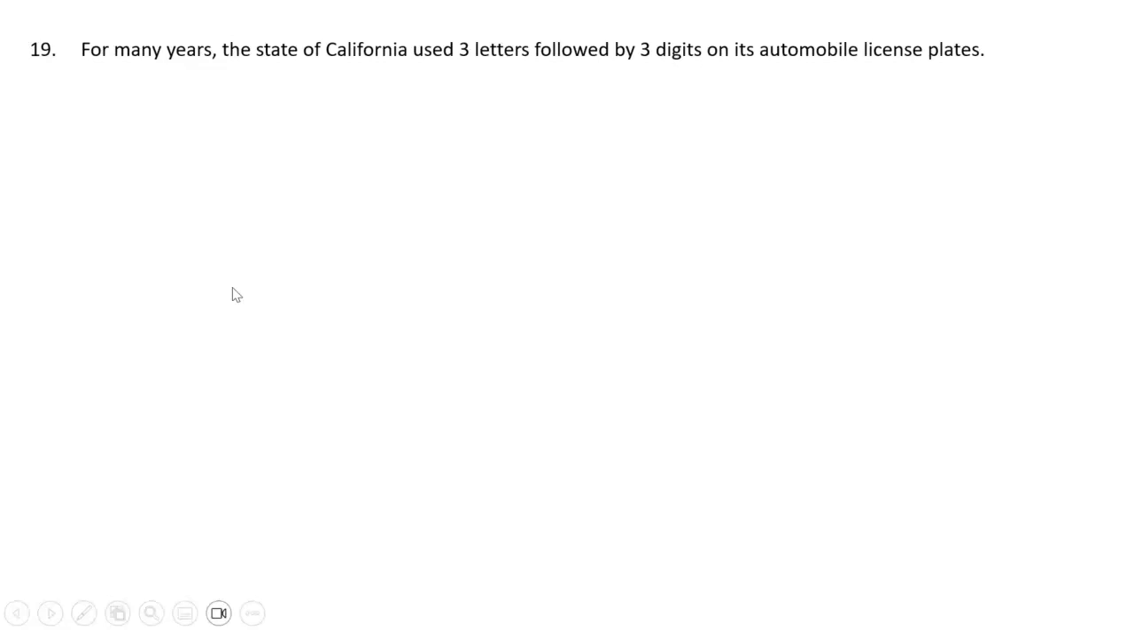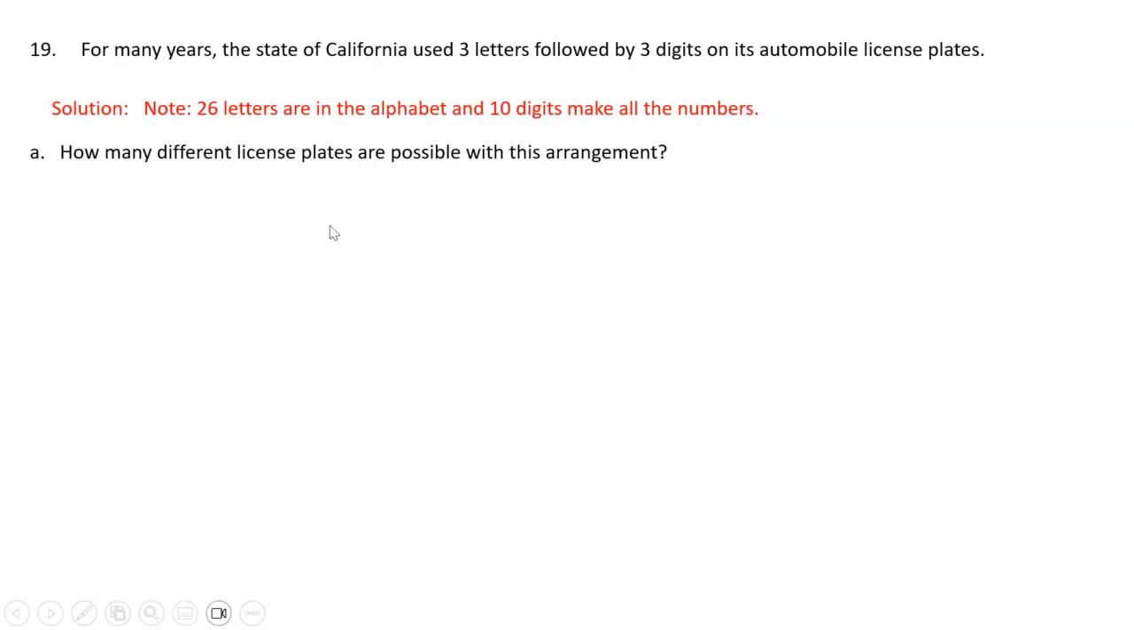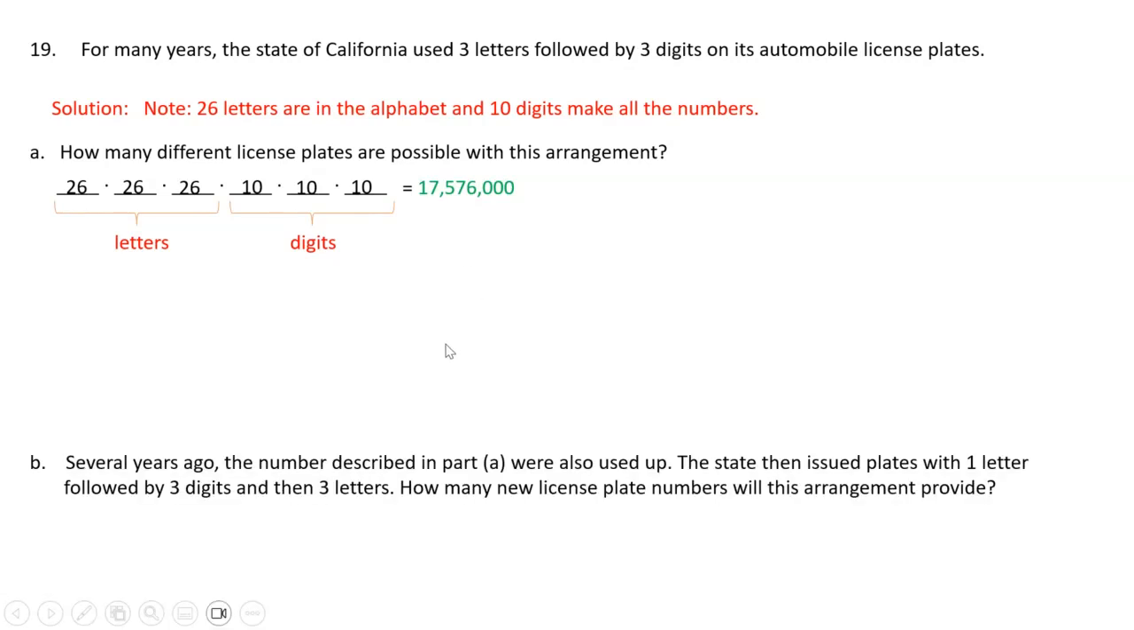Okay, now number 19. For many years, the state of California used 3 letters followed by 3 digits on its automobile license plates. Now, 26 letters are in the alphabet and 10 digits make all the numbers. How many license plates are possible with this arrangement? Well, some are letters, these are digits. So it'll be 26 times 26 times 26 times 10 times 10 times 10, because there's no restriction. We multiply them out, and we get 17,576,000. Now, part B.